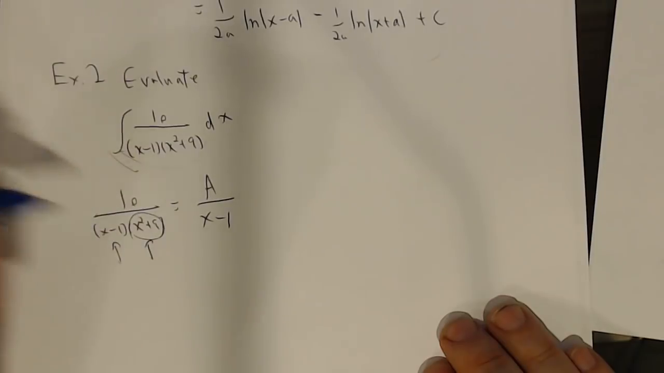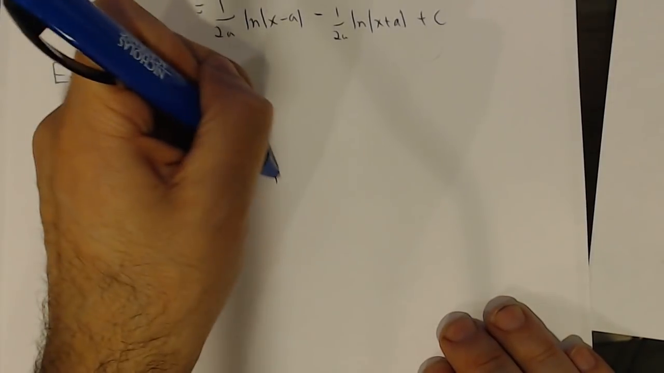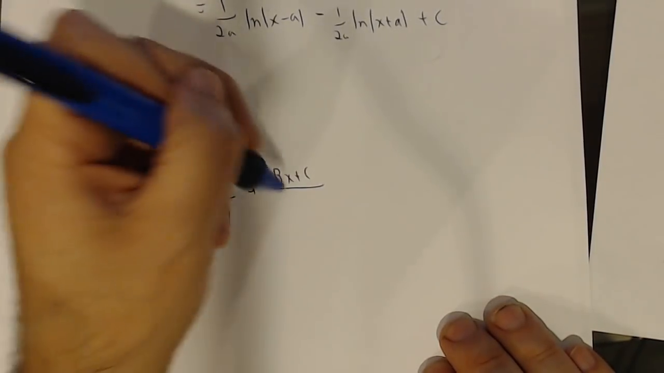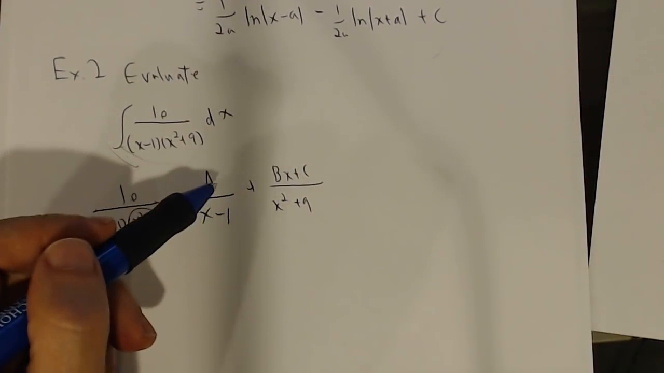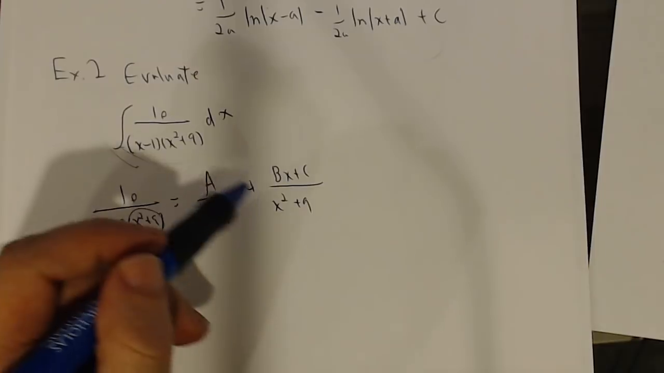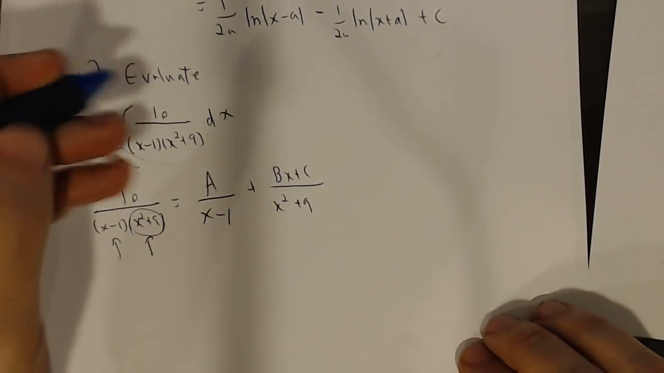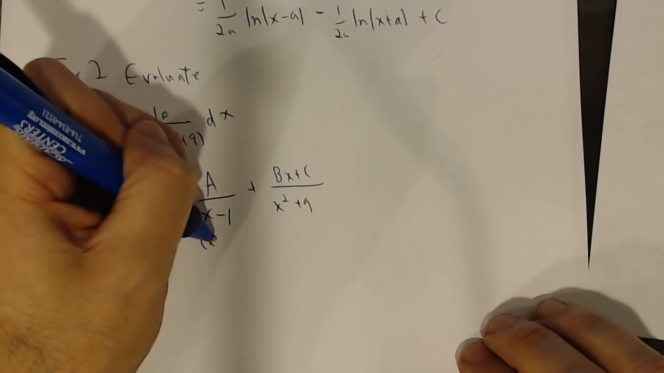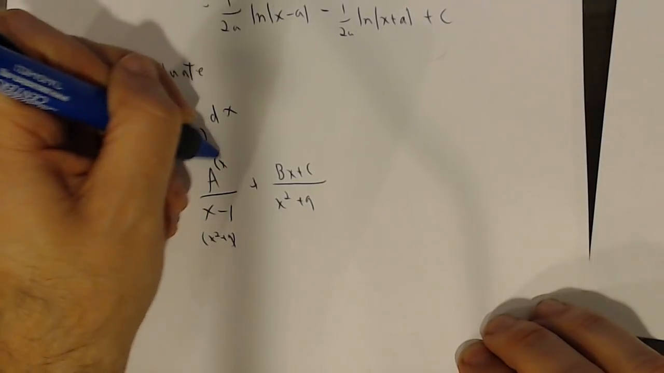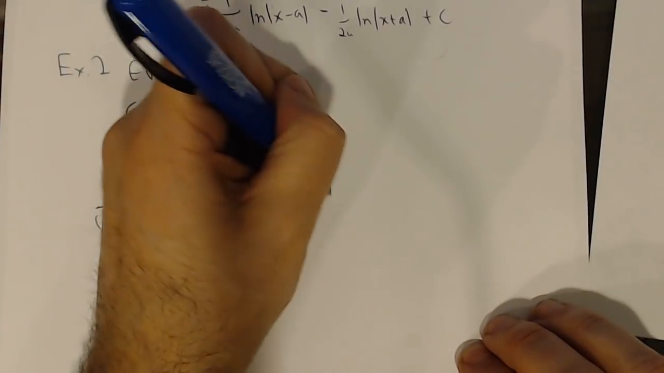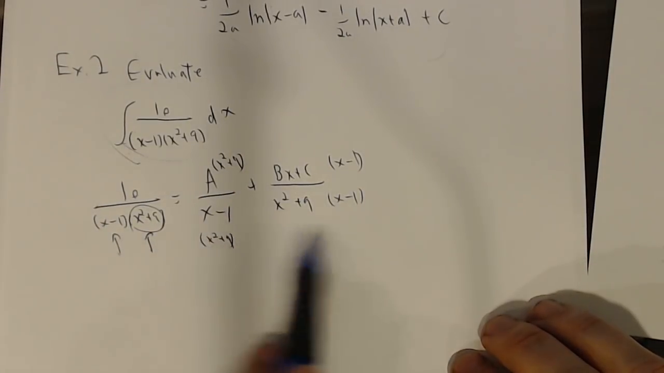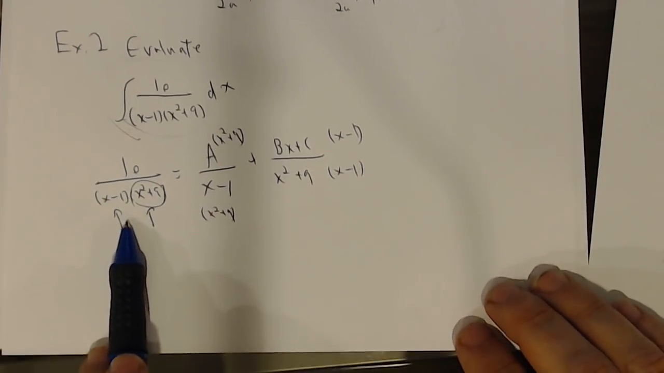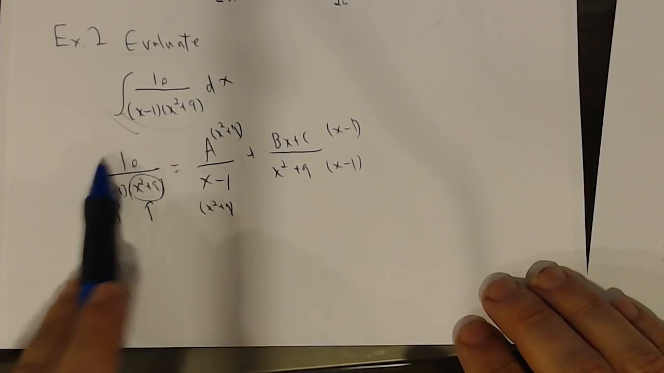It's nonlinear, non-repeating, so that's going to break up as (bx + c)/(x² + 9). Now that I broke it up, what am I going to do to figure out what a, b, and c need to be? I'm going to put them back together and get a common denominator. This one is missing an x² + 9, and this one is missing an x − 1. So my denominators match up with that denominator, and then I focus on the numerators.